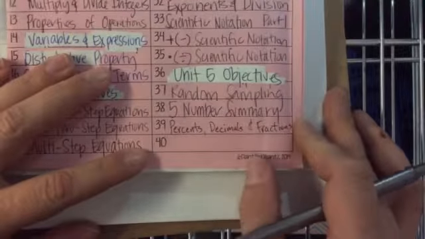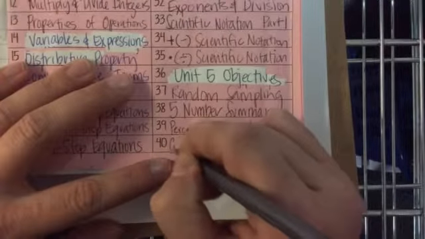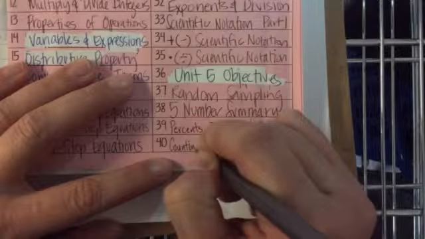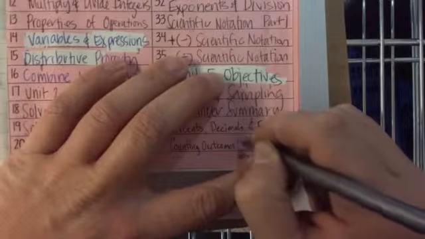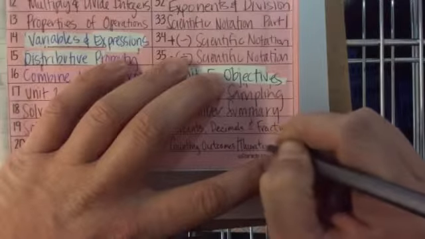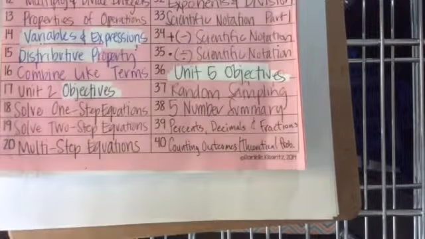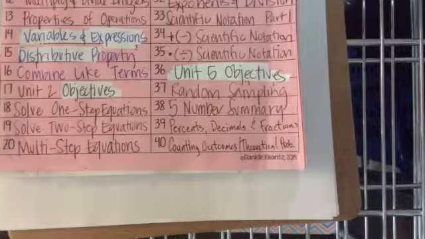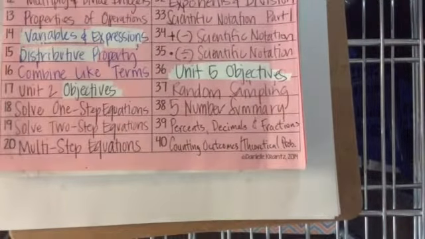Today we're going to talk about counting outcomes and theoretical probability. Counting outcomes and theoretical probability sounds really confusing, but it'll make a lot more sense once you see what it's actually talking about. It's a fancy name for something really easy.